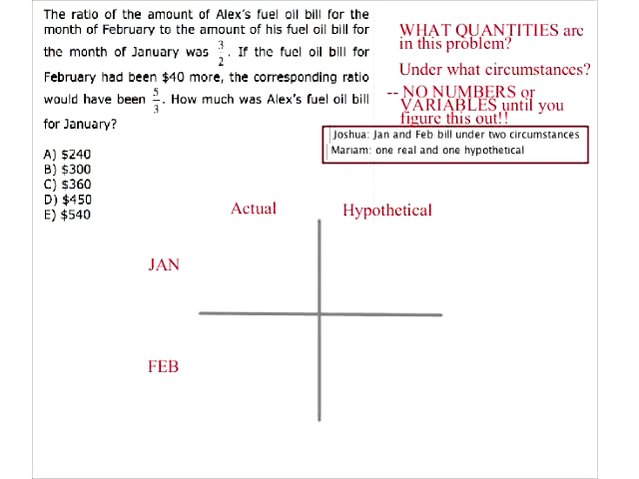Okay, so now let's do math. The ratio of the fuel oil bill for February, the actual fuel oil bill in February, to the month of January was 3 to 2. In the text box, everybody should be on this one. Tell me, what do you call those? If they're in a ratio of 3 to 2, what do you call two things in a ratio of 3 to 2? See if you guys are on this.